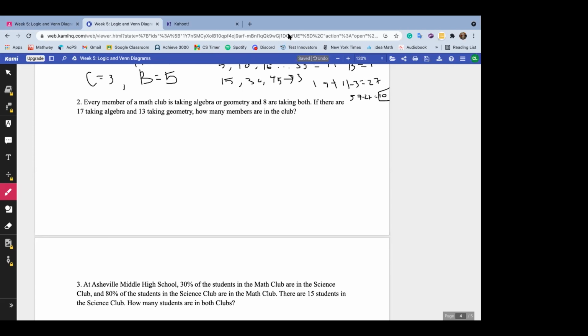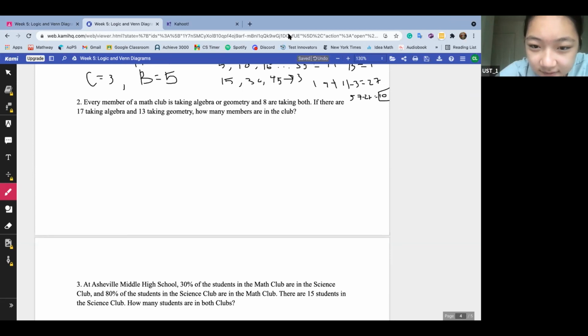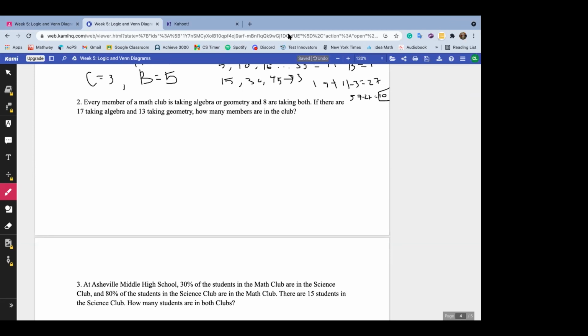It says 8 are taking both. So is the 8 already included in the 17 taking algebra and 13 taking geometry, or do we have to add it in there? Can I tell you how I solved it? Charlotte? Sure. I wonder if it's the correct way, but since there's 17 taking algebra and 13 taking geometry and there's 8 in both, I did 17 plus 13, which is 30, and 30 minus 8 equals 22.